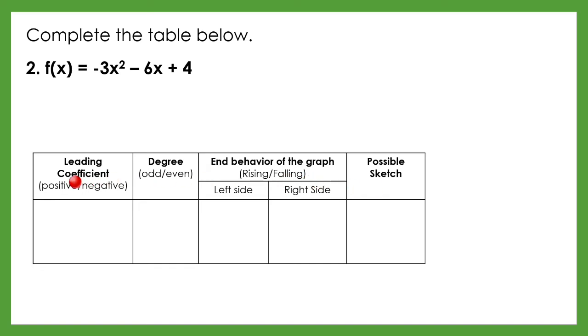Okay, unahin natin yung leading coefficient. So, ang leading term natin is negative 3x squared. So, the leading coefficient is negative 3. Is it positive or negative? That is negative. And then, determine the degree. So, ang degree natin is 2. 2 is odd or even? 2 is even.